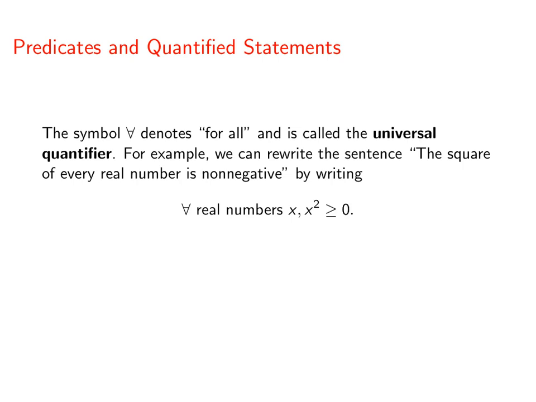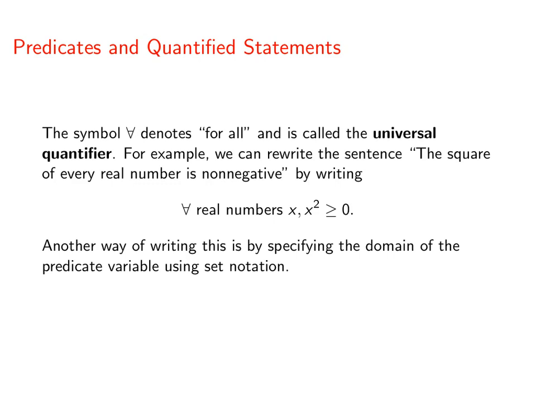For example, we can rewrite the sentence, the square of every real number is non-negative, by writing, for all real numbers x, x squared is greater than or equal to 0. So we're using this upside down capital A in place of for all.